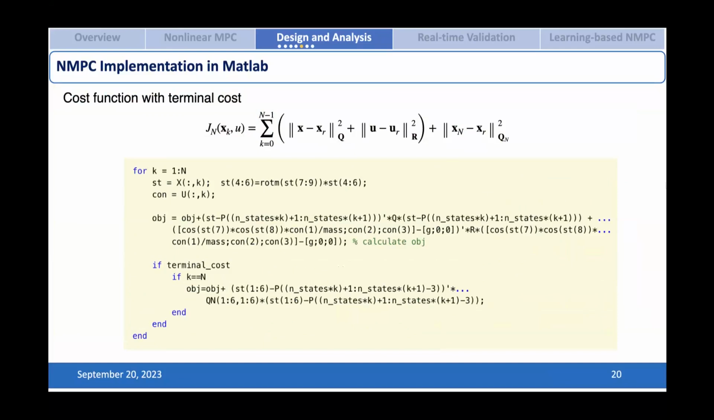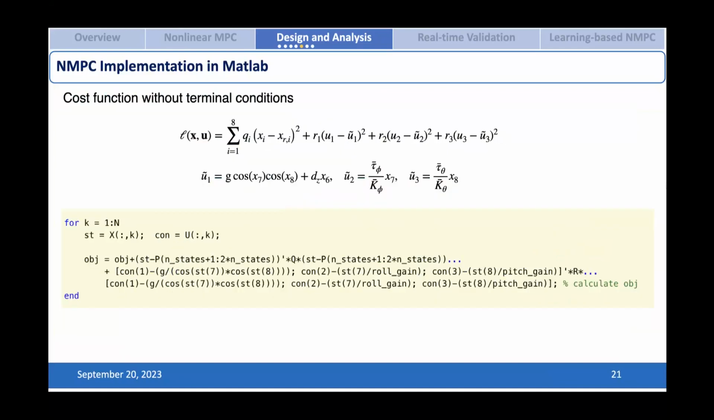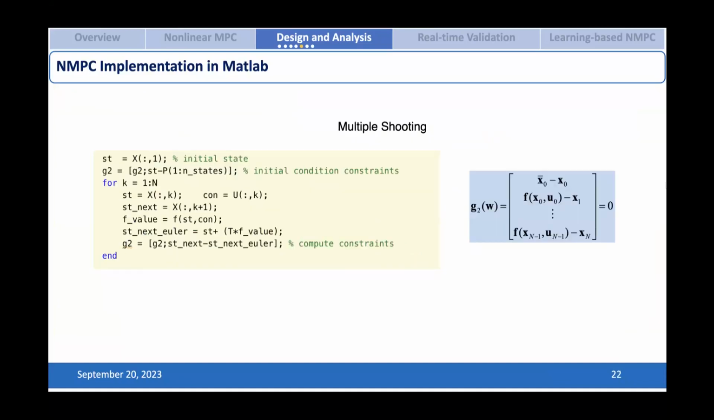So at each iteration, we take the decision variables x and u and calculate the value of the objective function as we showed before. And when k equals N, which is the terminal value, we add the terminal cost at this point using the QN. So now we have the symbolic expression of the objective function that we can use later. If we are using the proposed or the new cost function without terminal conditions, in this case we have this running cost, and we apply it similarly as we did before, but without any terminal conditions applied to the system.